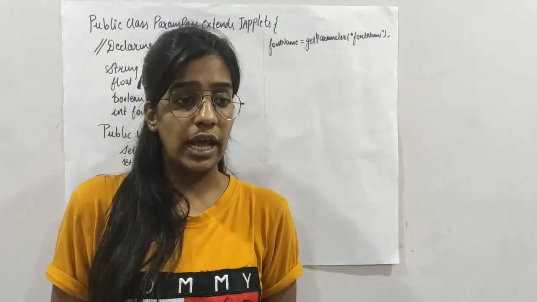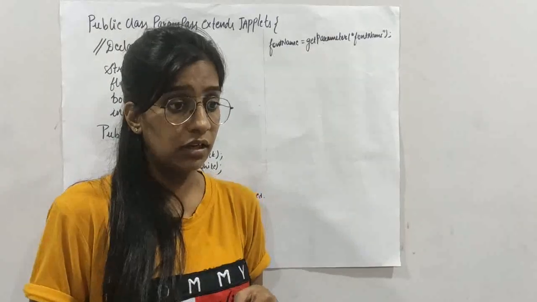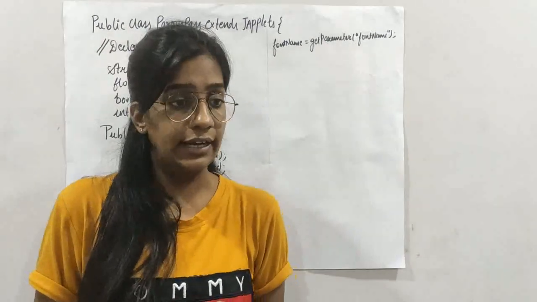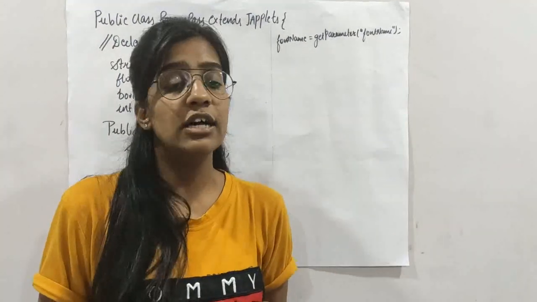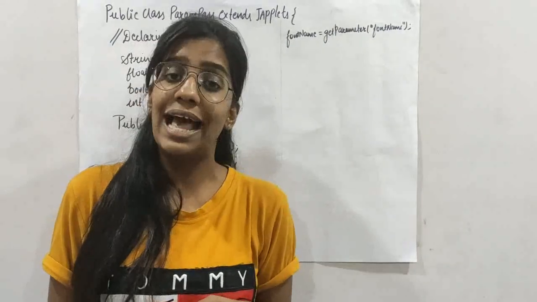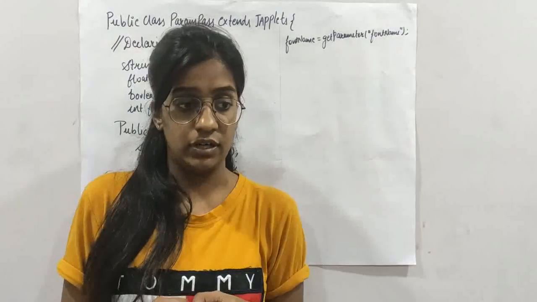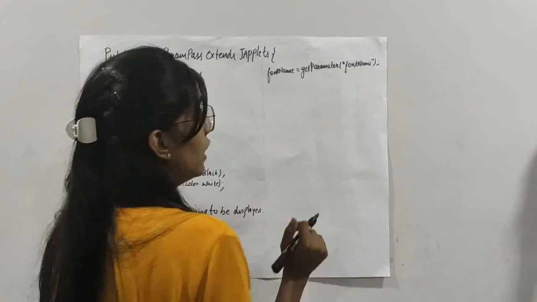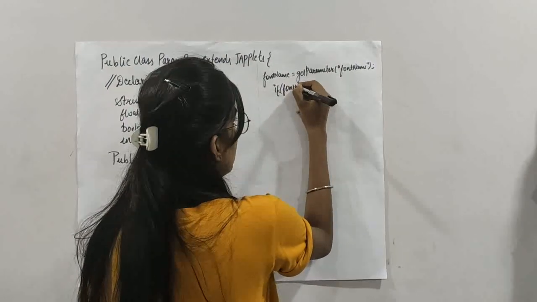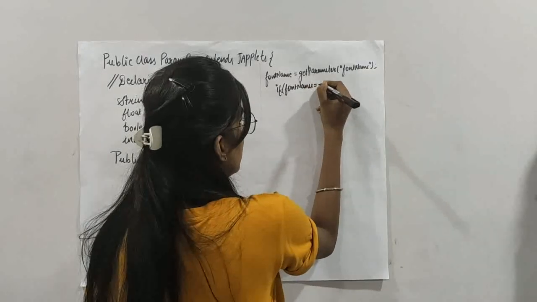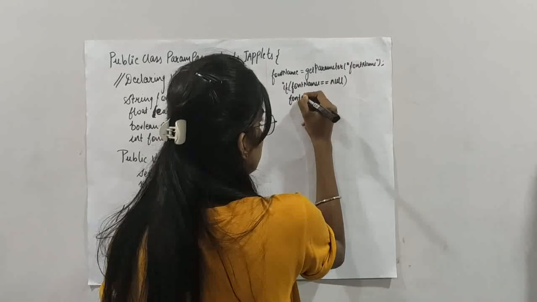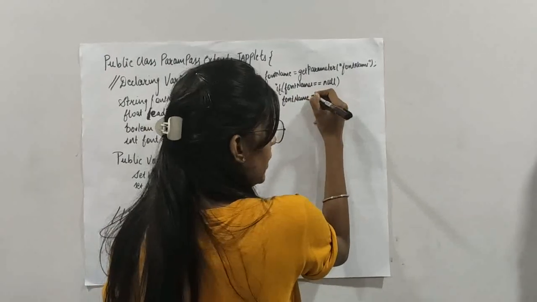One thing I want to tell you is that the getParameter method gives the result in the form of a string. So in the case of float, integer or boolean, we have to convert the string into the corresponding value type. As fontName is simply a string, we do not need to convert. Now we apply a condition: if fontName equals null, then fontName equals not found.